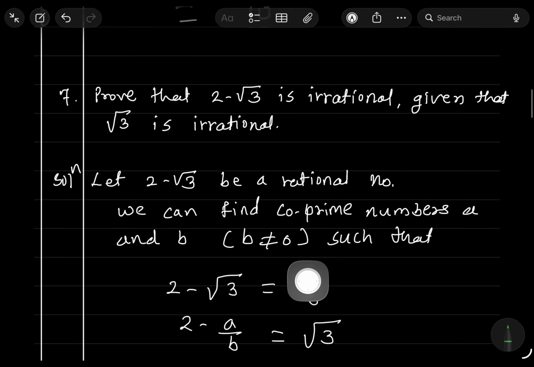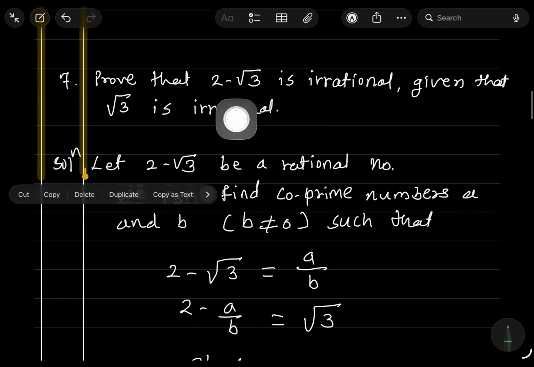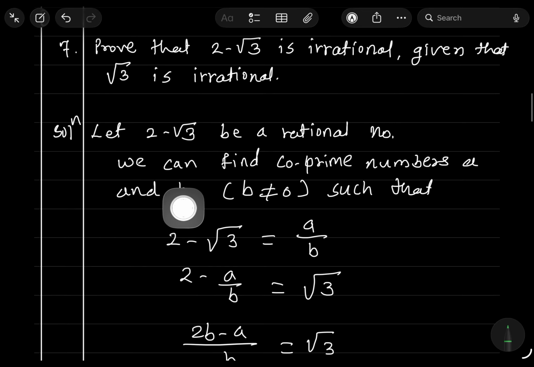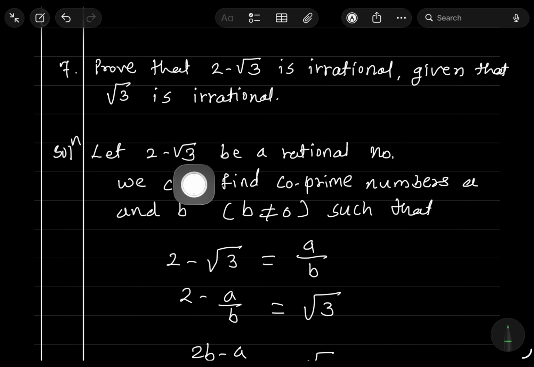Now next question 7, prove that 2 minus root 3 is irrational, given that root 3 is an irrational number. We have to prove this, 2 minus root 3 is irrational, that we have to prove. And what is the given? Root 3 is irrational. This is the given. Now see, here we have to consider from the starting step.